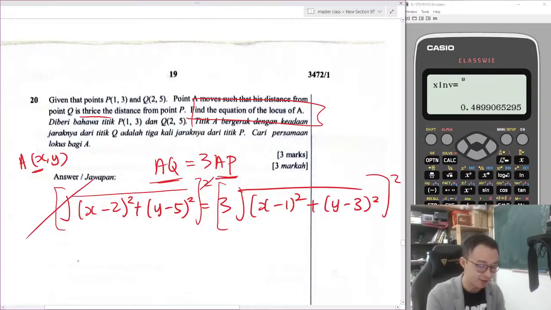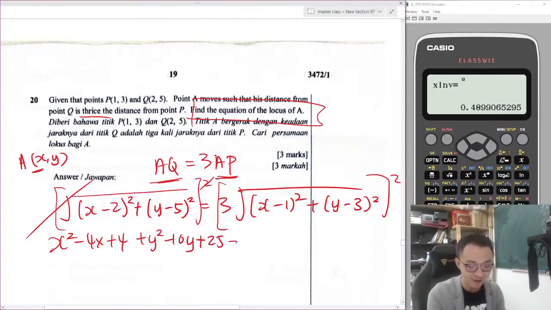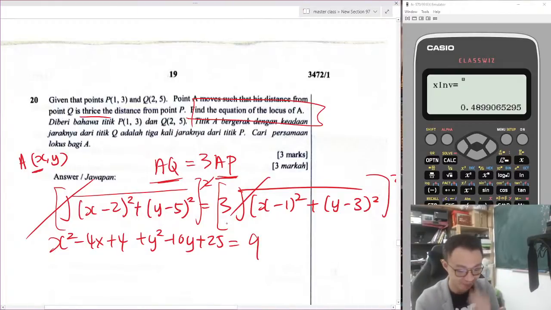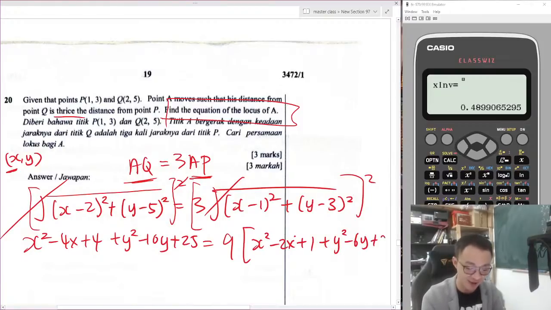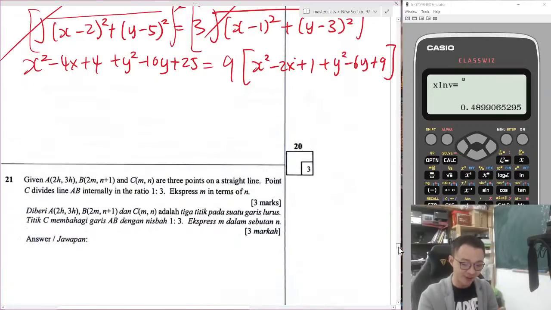So the square and square root cancel out. Here I can expand: x squared minus 4x plus 4, y squared minus 10y plus 25. 3 squared gives 9. This one will be x squared minus 2x plus 1 plus y squared minus 6y plus 9. Alright, then we need to simplify this one.